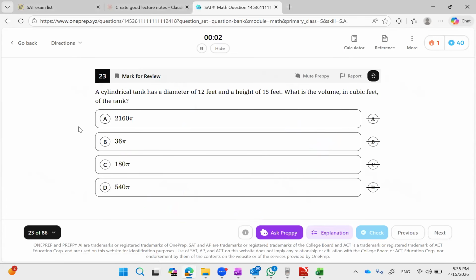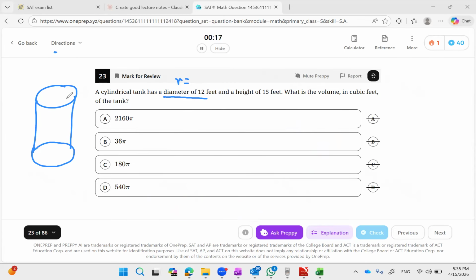A cylinder has a tank material. If the diameter is 12, it means what is the radius? 6. Excellent. Why is that? Because the radius is half the diameter. Yeah, very good. So the radius is 6, and the height is 15. What is the volume?